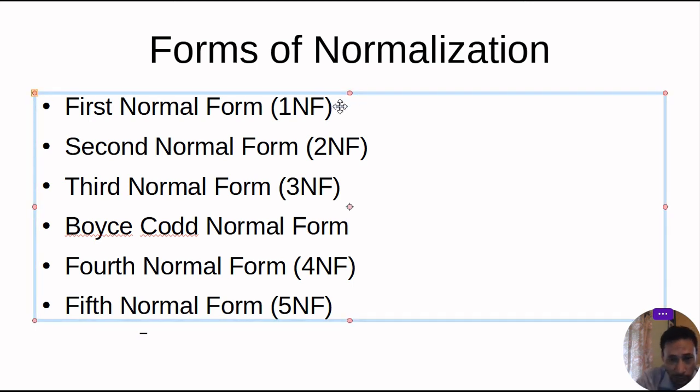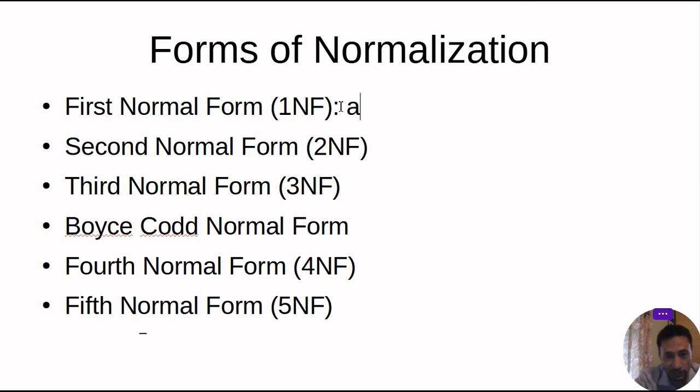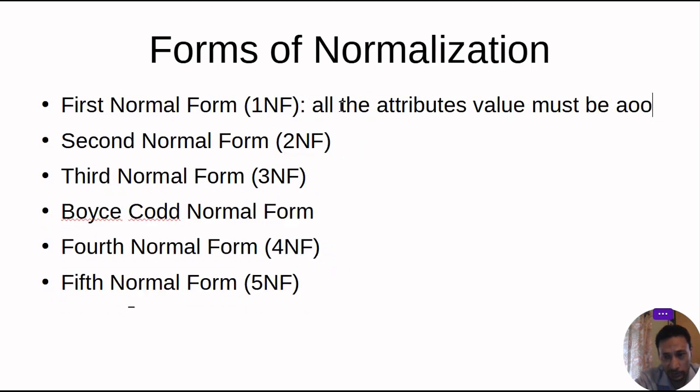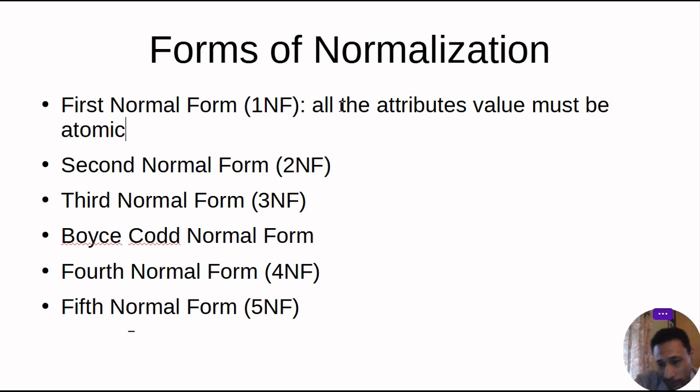The first normal form says all the attribute values must be atomic. That means the value of an attribute should not be divided. We should not be able to split the value of an attribute to get values for sub attributes. Atomic means indivisible. So the first normal form says all the attribute values must be atomic.